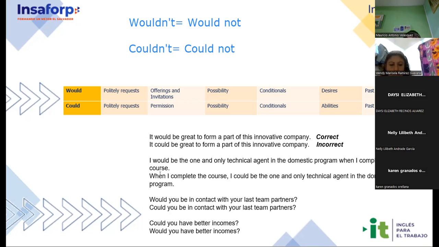So let's read these two examples. These are some examples using would and could, but you are going to see that they mean just a little different, okay? So let's read this. "It would be great to form a part of this innovative company." "It could be great to form a part of this innovative company."